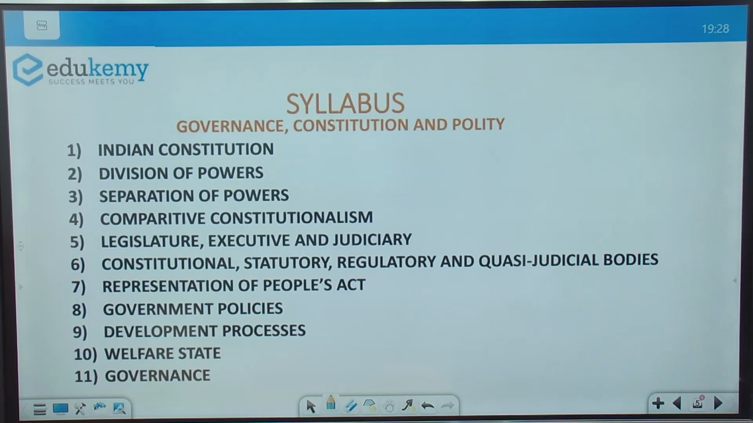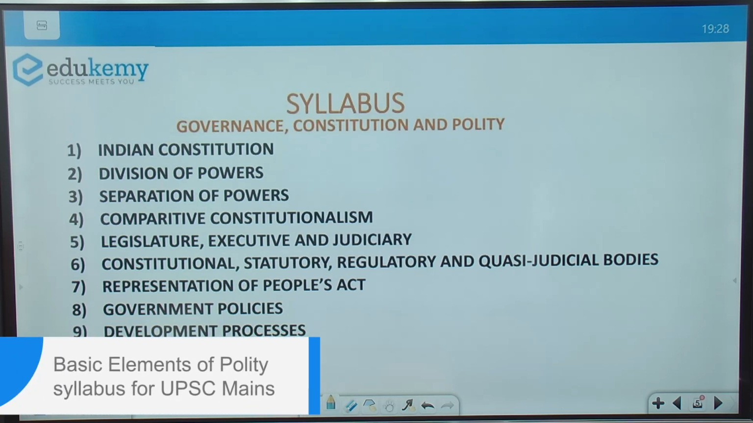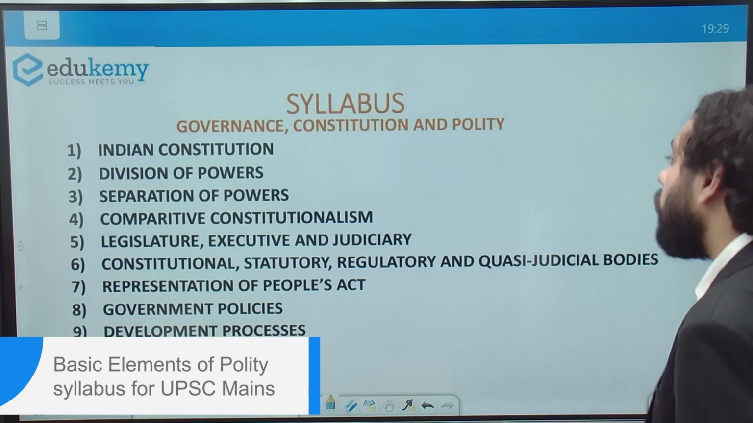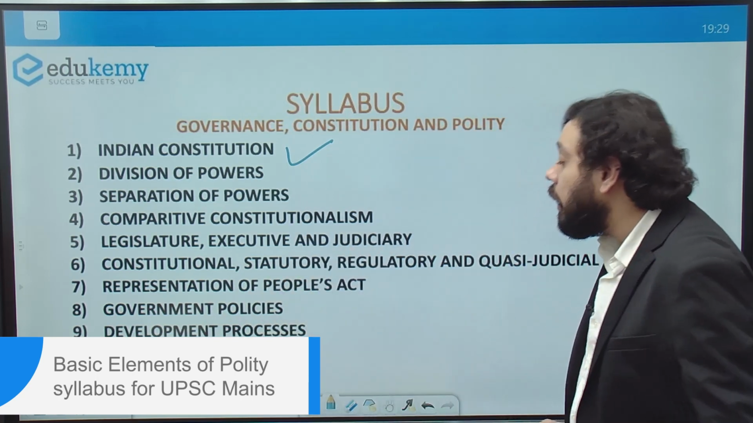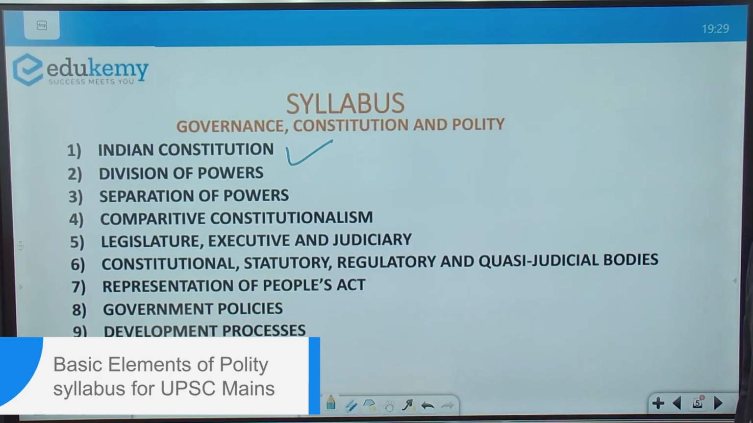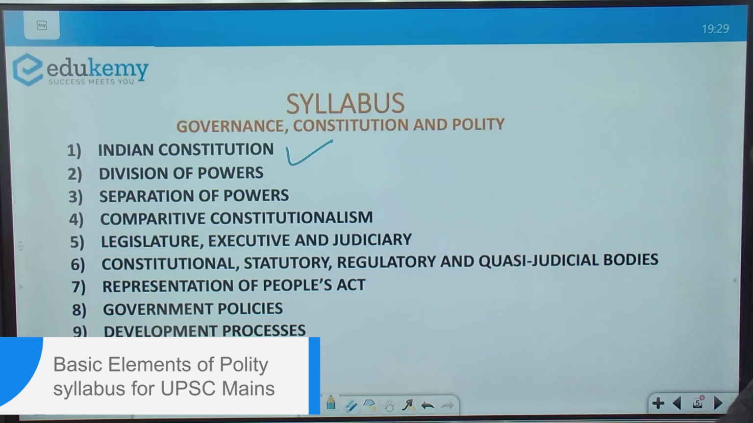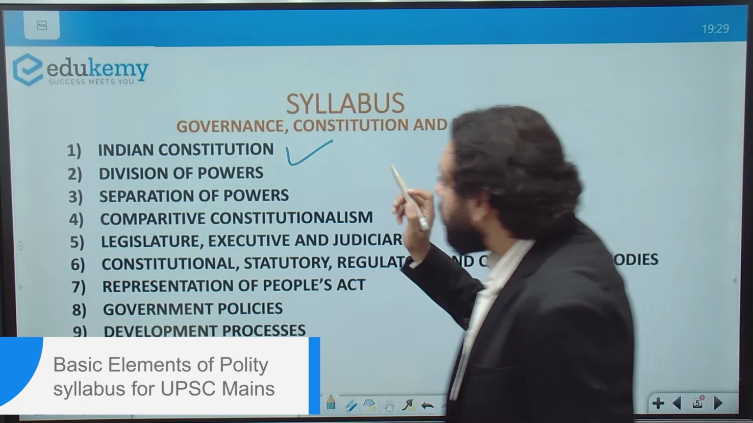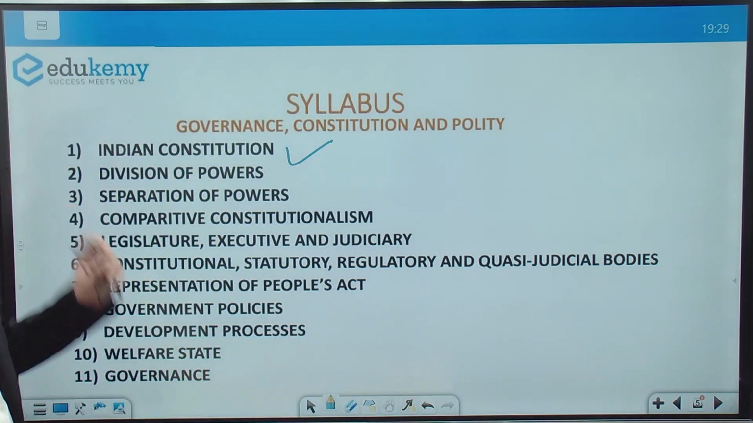Now, what we have done here, very briefly, is we have tried to find out 11 basic elements which are the headers of whatever is asked under the syllabus for governance, constitution, and polity. Number 1 is the Constitution of India. This includes subjects such as the fundamental rights, the preamble, the directive principles of state policy, the fundamental duties, etc. Right? This is basically what is covered under the first part of the syllabus, the Indian Constitution.